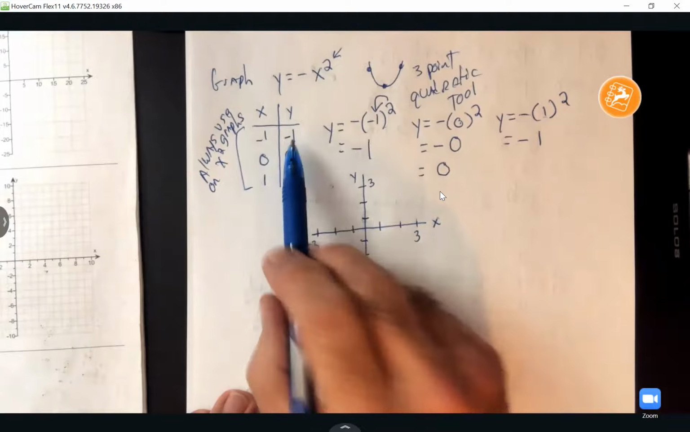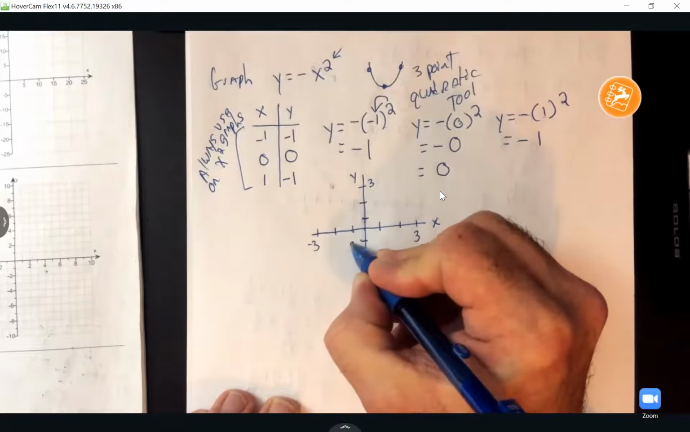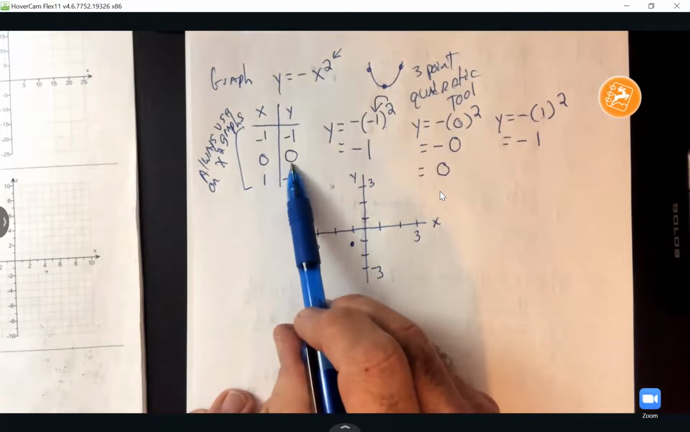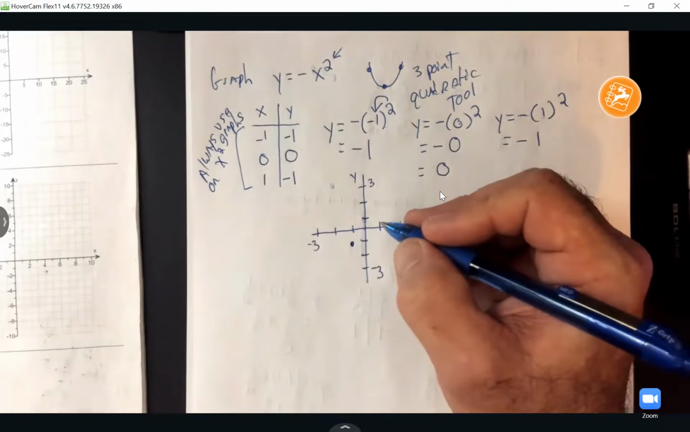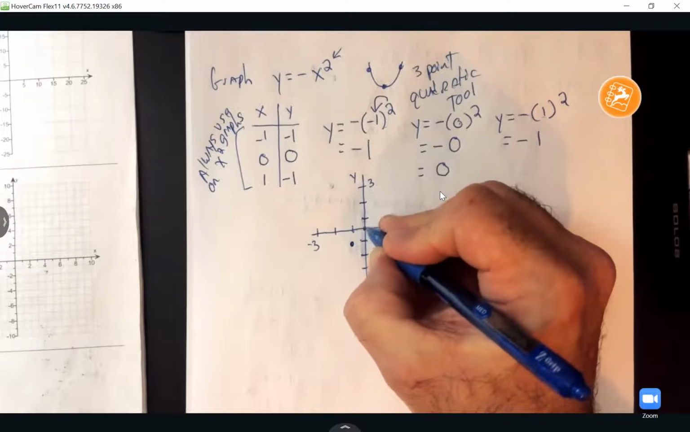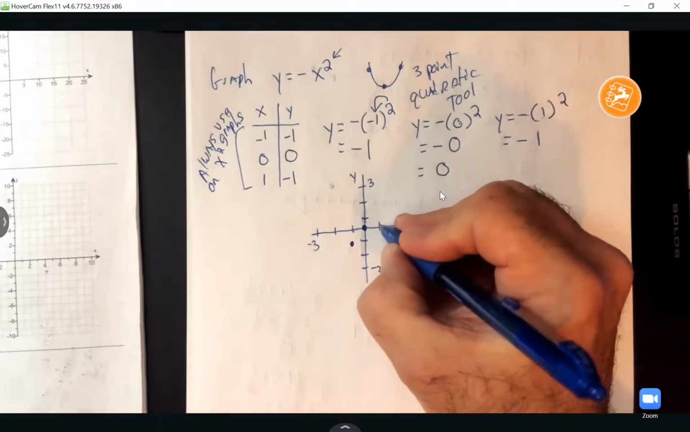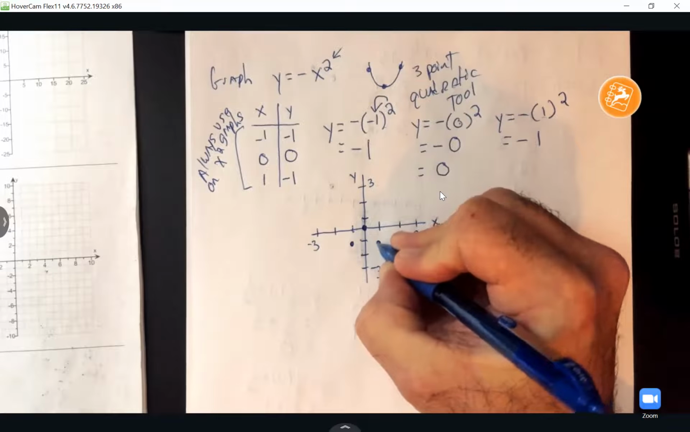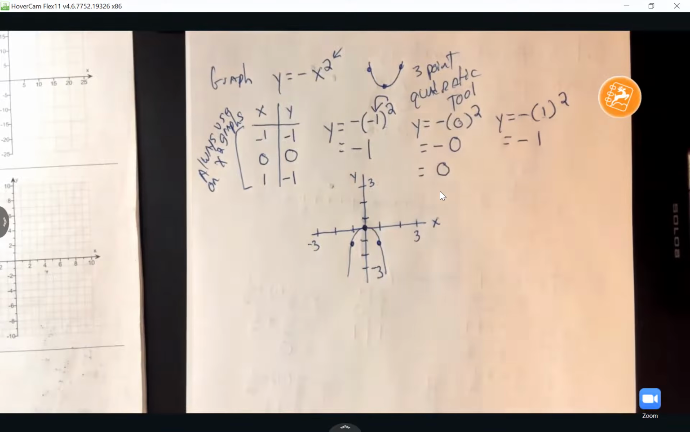All right, so I got negative 1, negative 1. So starting at the center, go left 1 and down 1. My next point would be 0, 0. So starting at the center, that center of this graph, its points are 0, 0. That's 0 for the x and 0 for the y. Well, that would be my second point. And then I had 1, negative 1. So go right 1, down 1. And then the parabola is just going to sort of curve down off of that, okay? So we'll look at this on the calculator, and then I'll show you how to graph this one.